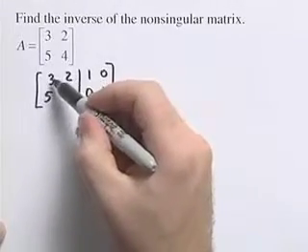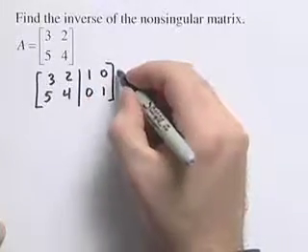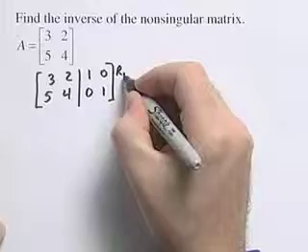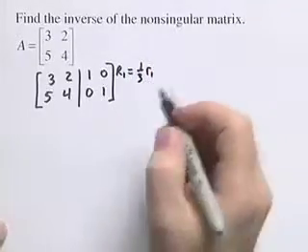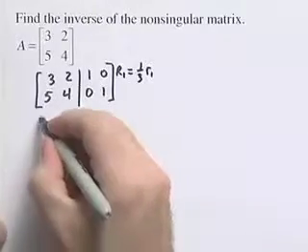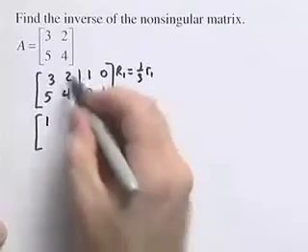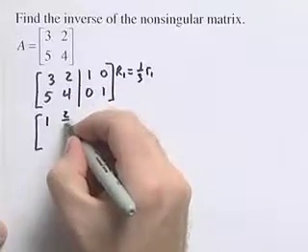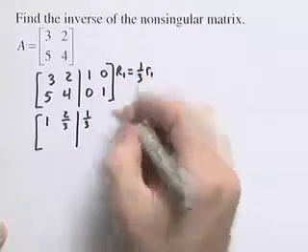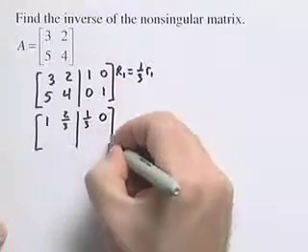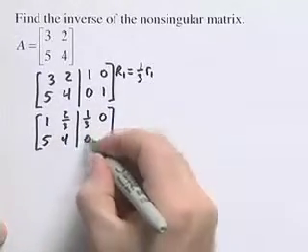First thing we want to do is get a 1 in this first row, first column entry. To do that, we say our new row 1 will equal 1/3 times our old row 1. So we need to multiply this first row by 1/3. 1/3 times 3 gives us our 1. 1/3 times 2 is 2/3. 1 times 1/3 is 1/3. 0 times 1/3 is 0. And we haven't done anything to our second row, so we'll just rewrite that.